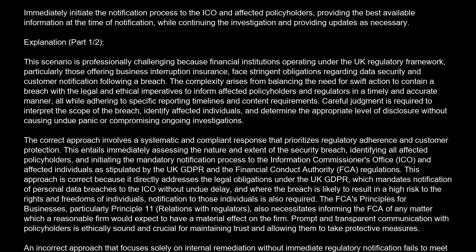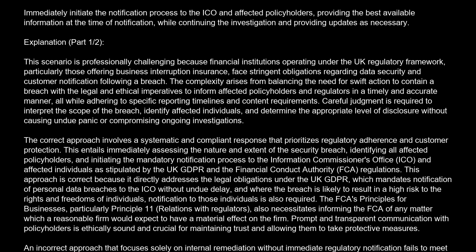This entails immediately assessing the nature and extent of the security breach, identifying all affected policyholders, and initiating the mandatory notification process to the Information Commissioner's Office (ICO) and affected individuals as stipulated by the UK GDPR and the Financial Conduct Authority (FCA) regulations. This approach is correct because it directly addresses the legal obligations under the UK GDPR, which mandates notification of personal data breaches to the ICO without undue delay, and where the breach is likely to result in a high risk to the rights and freedoms of individuals. Notification to those individuals is also required.